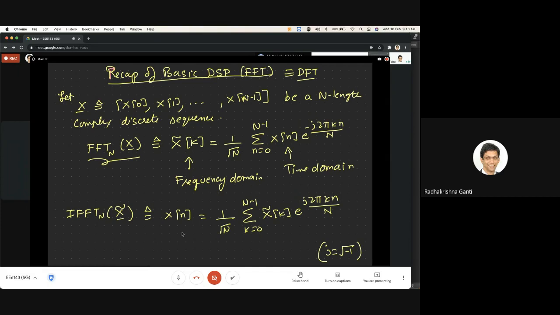Okay. So what does the IFFT do? It takes frequency domain samples and converts them into time domain. Is this definition clear? I'll give some interpretations of this, but is the definition clear? We don't have to use the definition anytime, but it's good to know this.